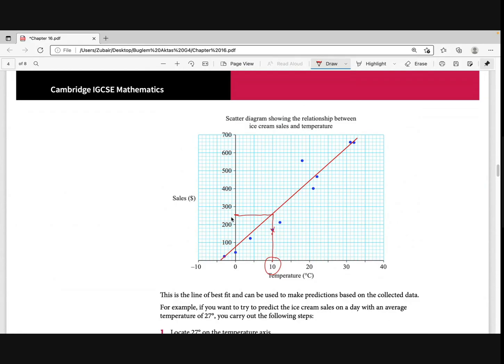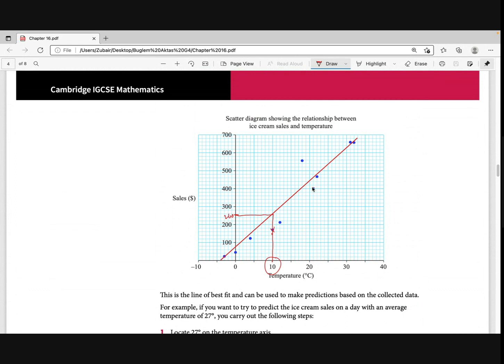So 100 by 5 is 20. 1, 2, 3, 4, 5, 6. This is 260. Any confusion in this 260? Yes. Why? Because isn't the original data the blue one?